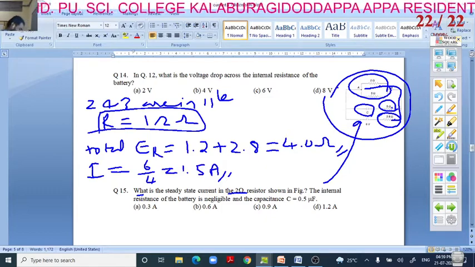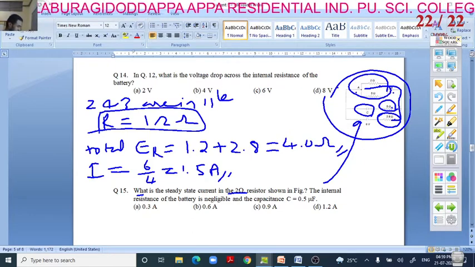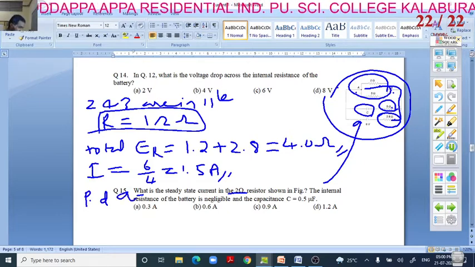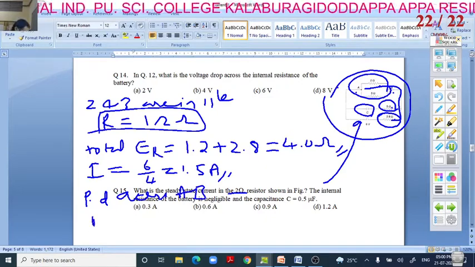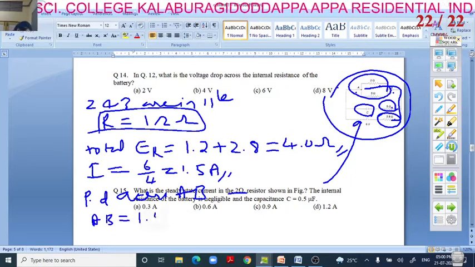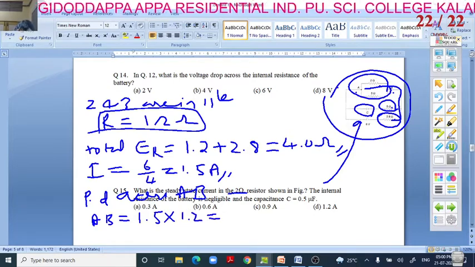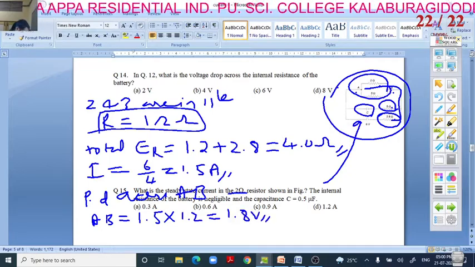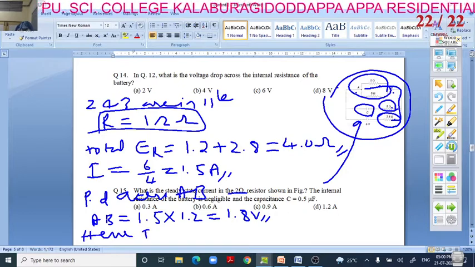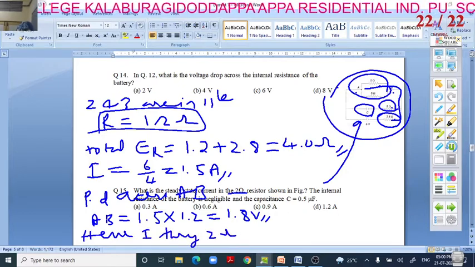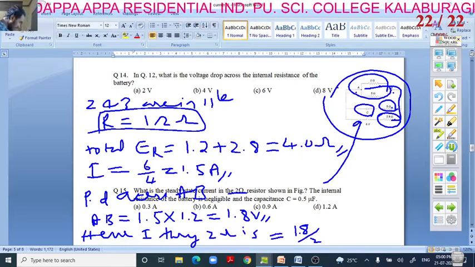Right? Okay, therefore the potential drop across AB is equal to 1.5 into 1.2, that is equal to 1.8 volt, right? Hence the current I through the 2 ohm is equal to 1.8 divided by 2.